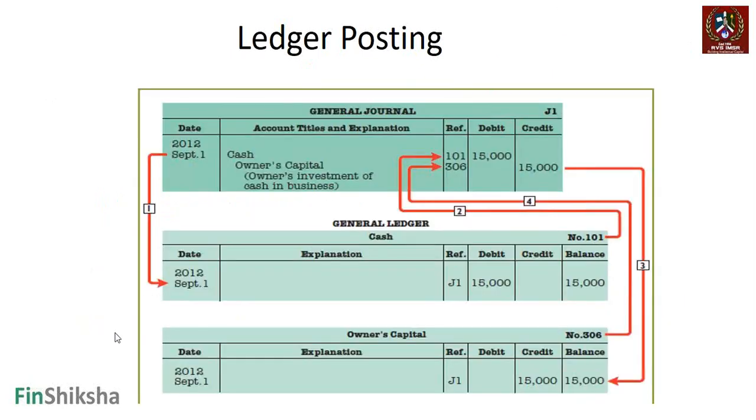Let's see an example that will clear things up. So this is the journal where we had put in cash and owner's capital. 15,000 of owner's investment in the business is done, correct? Now on 1st September, step 1. So that's step 1. You put it in the ledger and put in the transaction of debit, right? So entry J1, J1 comes from here. You put a debit of 15,000 here, correct? And the balance becomes 15,000.